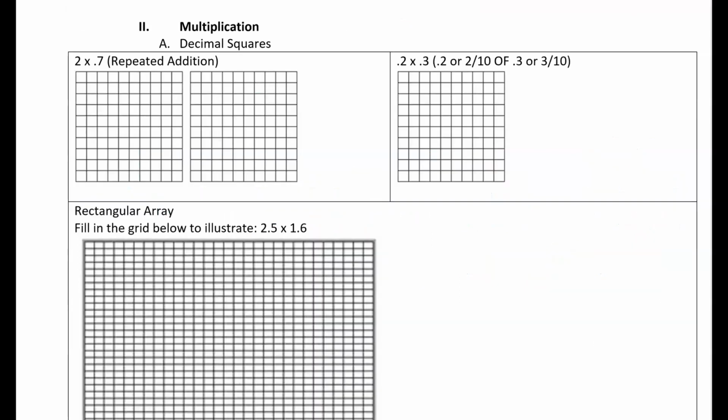So now we're going to move on to multiplication. So we're going to think of multiplication as repeated addition, just like we did with whole numbers. So for example, if I have the problem 2 times 3, it means I'm going to take 3 and add it twice. So 2 groups of 3. Well, the same thing is true here for 2 times 0.7. It's the same thing as 0.7 plus 0.7. So 2 groups of 0.7.